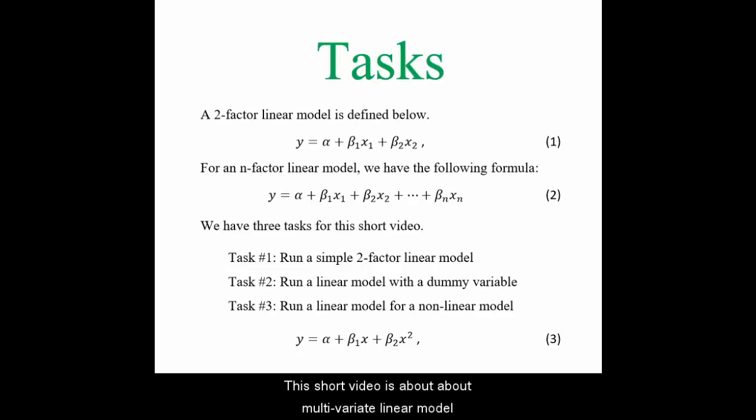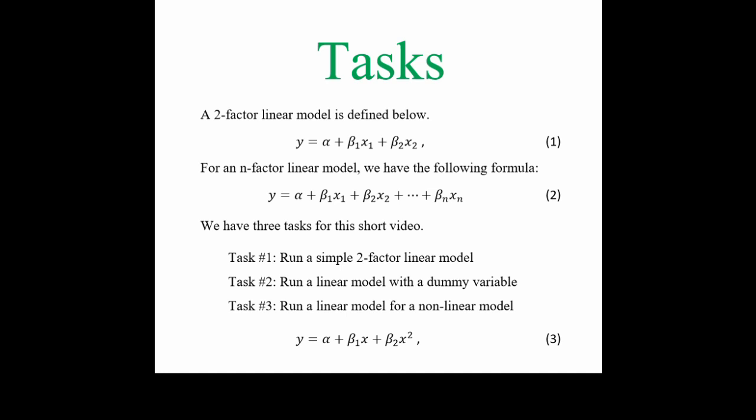This short video is about multivariate linear model or n-factor linear model. A two-factor linear model can be defined as equation number 1, y equals alpha plus beta 1 x1 plus beta 2 x2. Accordingly, for the n-factor linear model, we can define it as equation number 2.